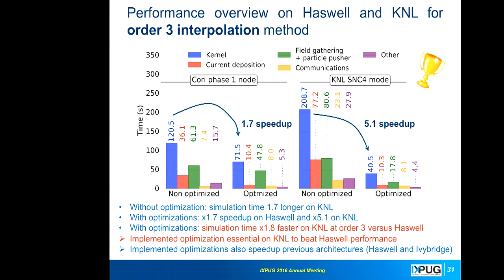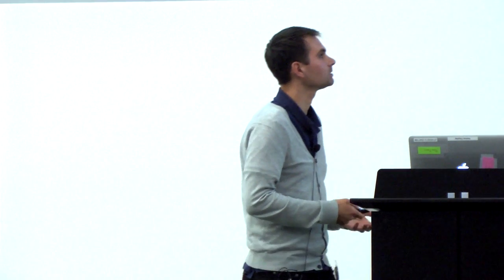Here, thanks to the optimization, we have only a 1.7 speedup on Haswell, but we can see that we have a speedup of 5 on KNL, which is very significant. We were very happy when we got this. And it's really important because we can see that without this, we were really bad on KNL.